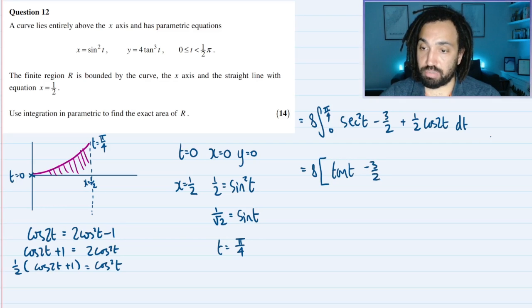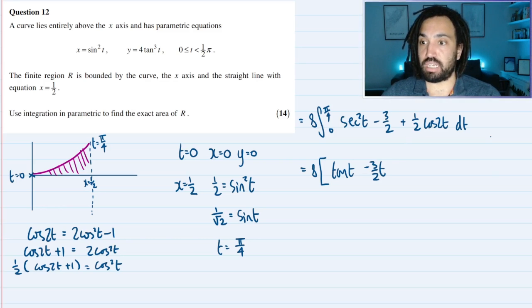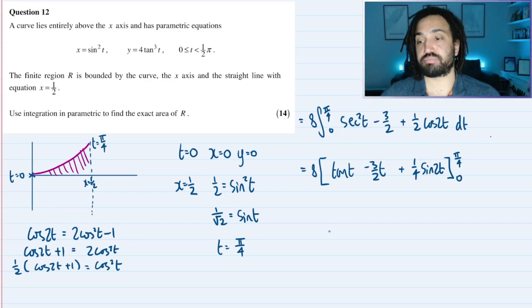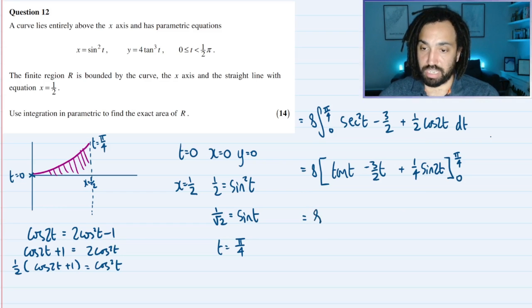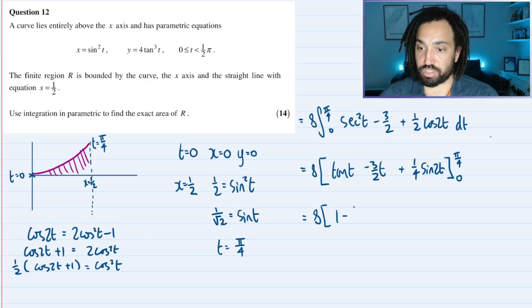Minus 3 over 2 will go to minus 3 over 2t. And cos 2t, well, cos integrates to sine. We keep the input the same, but we divide by the derivative of the input when we integrate. So we're dividing by 2, so it becomes a quarter. And that is pi over 4 and 0. Okay. Tan of pi over 4 is 1. This will give me minus 3 pi over 8.